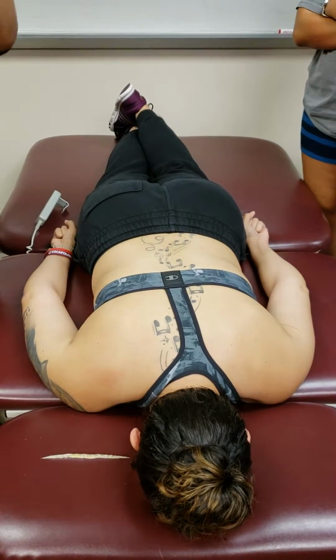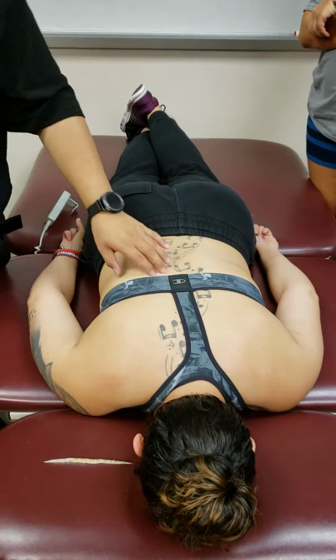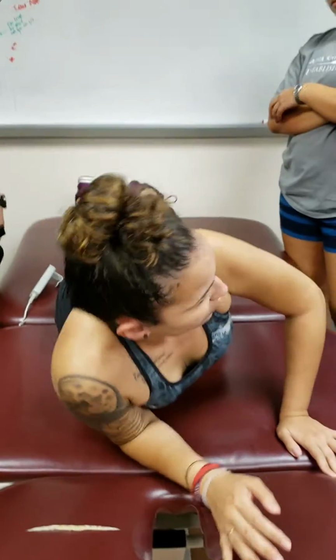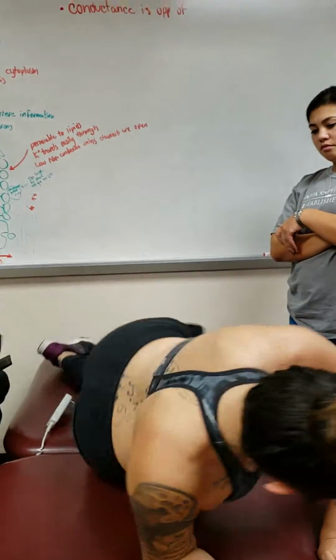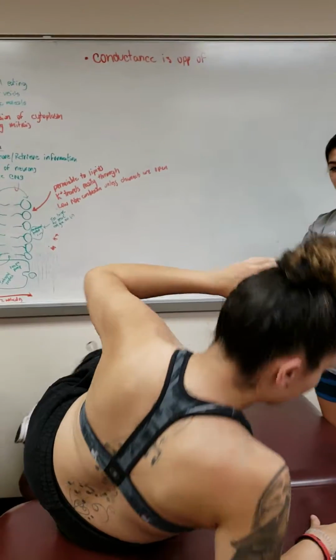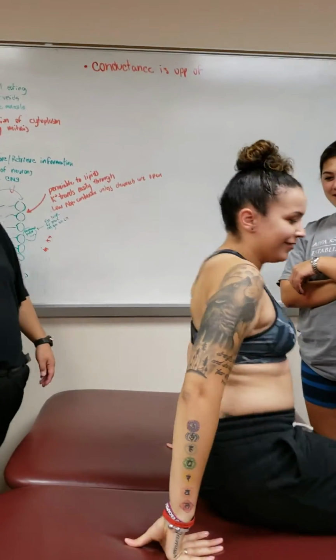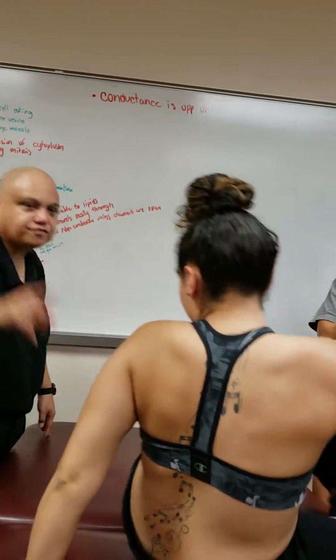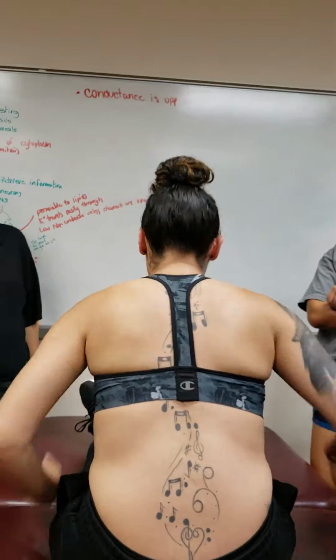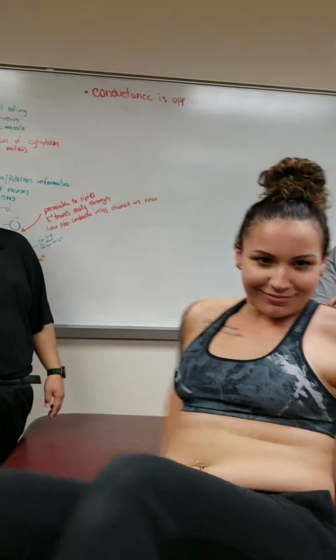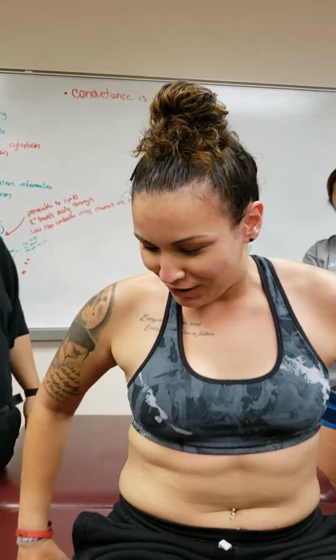sit up just so I can get her into more side bending. So sit up. Like up? Yeah, sit. Facing like this. Oh no, sit here though. Sit here, just face everybody. Like that. Face everybody. You're facing the wall. Thank you. That's fine. However you're comfortable.